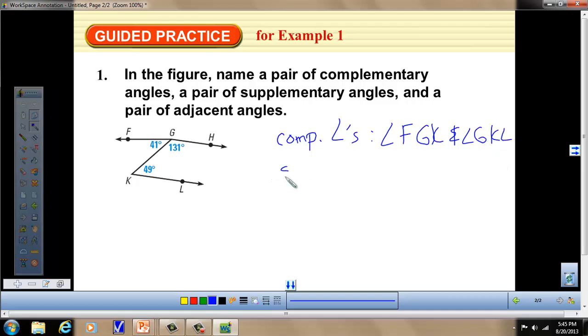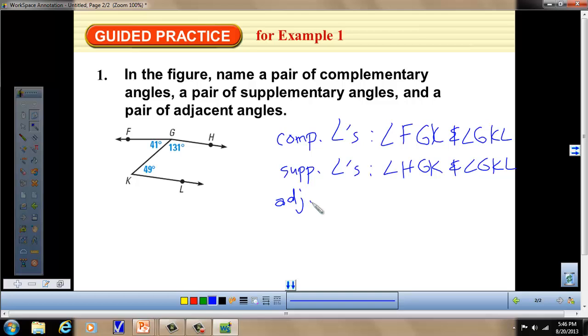For supplementary angles, those are two that add up to 180. In this case, it looks like this one right here and this one down here. So I'm going to say angle HGK and angle GKL.